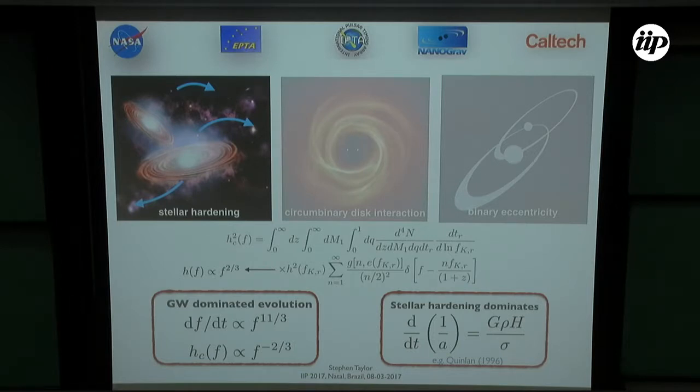And the f to the minus 2/3 is coming in through this f dot behavior here. So if you just assume circular systems, you can get rid of all of this eccentricity stuff, and there's no frequency dependence in here. You know what the f dot should be, f to the 11/3. You know what the frequency scaling of the amplitude of the gravitational wave is here, and that gives you a characteristic strain spectrum, which is f to the minus 2/3.